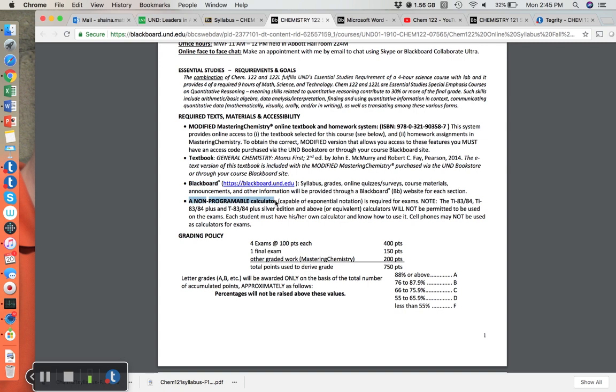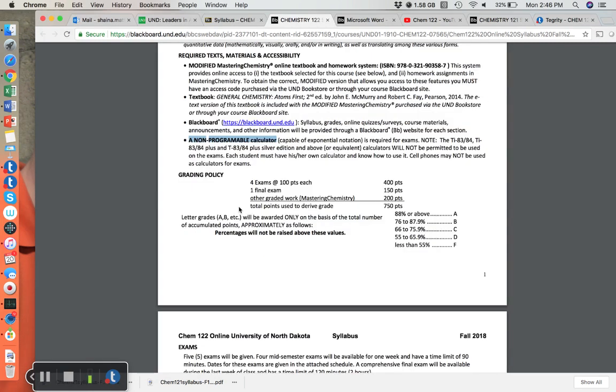You'll also need a non-programmable calculator. This calculator must be capable of scientific notation or exponential notation, and it must be non-programmable, so it can't store much information. Any calculator like the TI-83, 84, or above is not allowed on the exam because it's programmable. A non-programmable calculator should be $10 or less for this class.